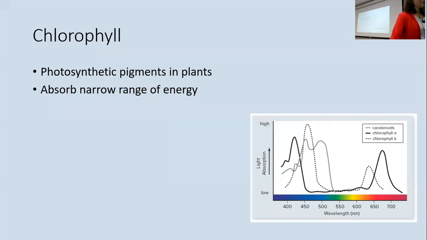All right, so the pigments. The pigment usually in question when we're talking about photosynthesis is chlorophyll. This is the main photosynthetic pigment in plants. It is what color? It's green. This is why plants are green, because they're full of chlorophyll. If you smash a leaf, the green that comes out, you're smashing out the chlorophyll.